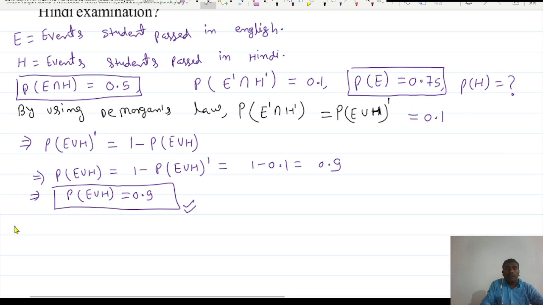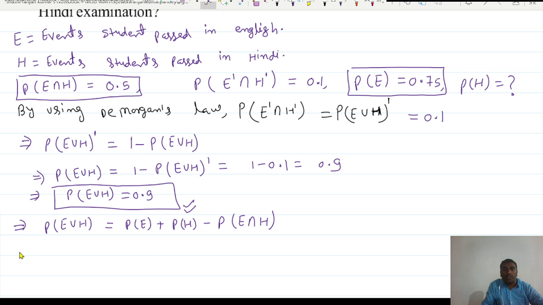The probability of E union H, that is English or Hindi, is probability of English plus probability of Hindi minus probability of E intersection H. Simply put the values: 0.9 equals P(E), which is 0.75, plus P(H), which we need to find, minus the intersection value 0.5. Transferring everything to one side, 0.5 comes to this side and becomes positive, so it is 1.4, and 0.75 becomes negative.